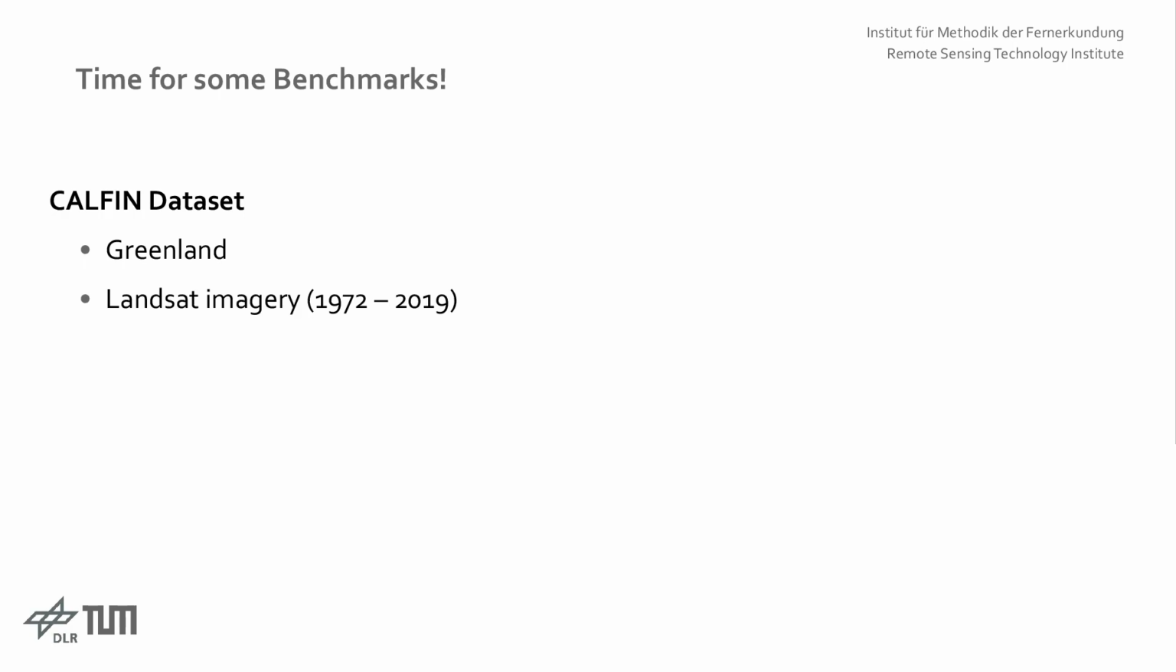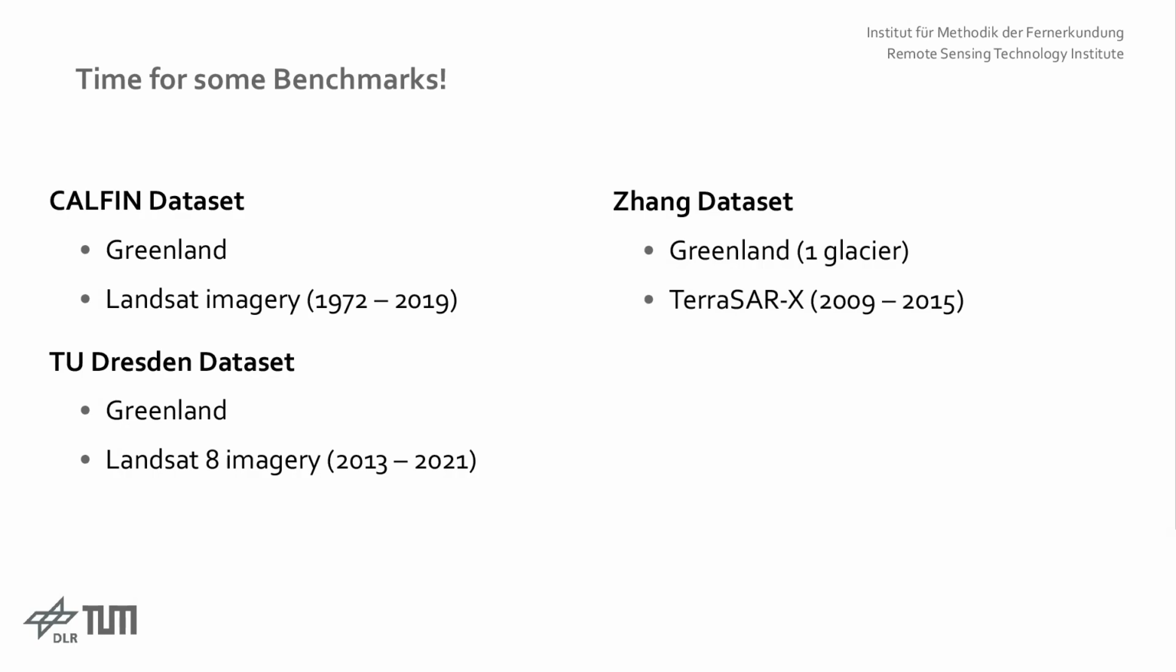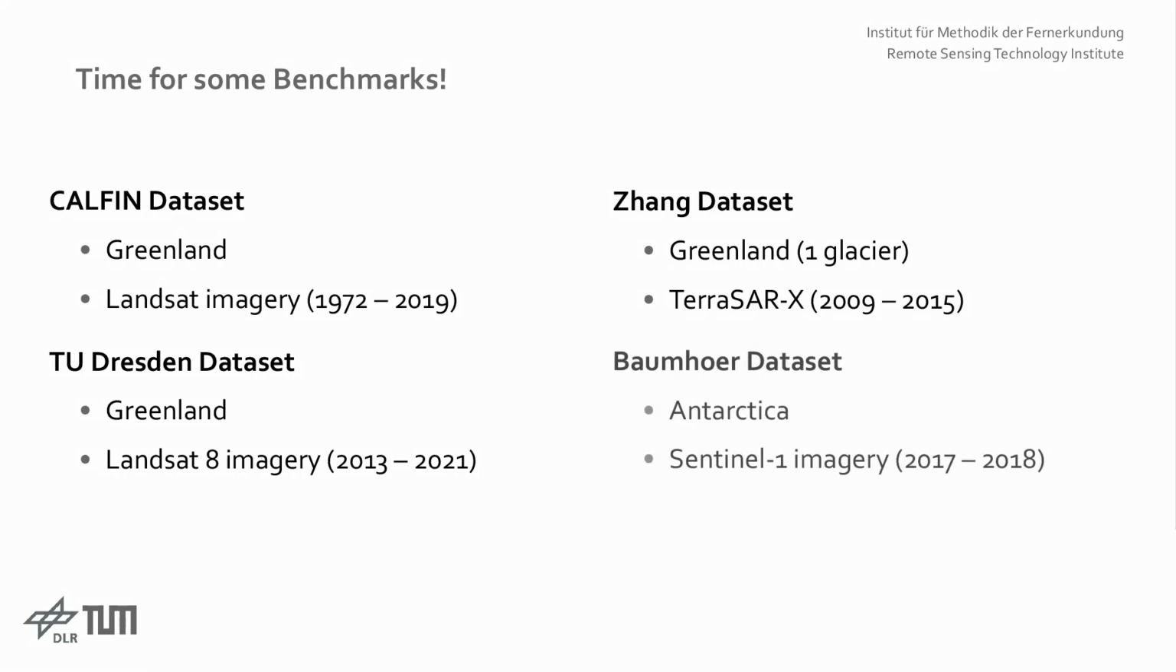To ensure consistent performance of the models, we evaluate the performance not only on the CALFIN test set, but also on some other datasets. The TU Dresden dataset is also based on Landsat imagery, but focuses on the current, 8th iteration of the platform and therefore covers a shorter time frame. In order to push the limits of generalizability, we also evaluate the models on two SAR datasets. The Jung dataset consists of TerraSAR-X imagery of the Jakobshavn Isbrae Glacier in Greenland, while Baumhöher compiled a dataset of Antarctic glaciers based on Sentinel-1 imagery.